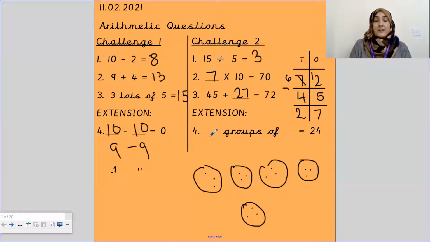Now, the fourth question for our extension is something groups of something equals 24. It could be 6 groups of something equals 24. It could be 2 groups of 12 equals 24. So it's up to you what you choose for that one. I will be checking on Tapestry to see which 2 numbers you have put in these sections to make the groups that equal 24 in total. That one's something to really think hard about.